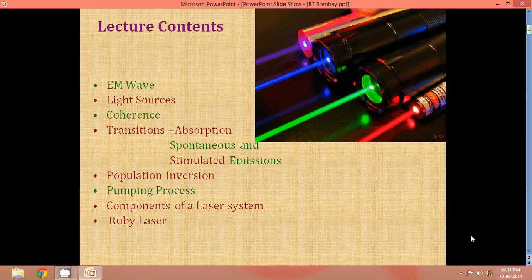The contents of the presentation are a brief about the EM waves, various light sources, the phenomena of coherence, and the transitions like absorption and stimulated emission. Then we'll see the requirements for population inversion, like the pumping process. Later we look at the components of a typical laser system, and as an example we will look at the working of a ruby laser.